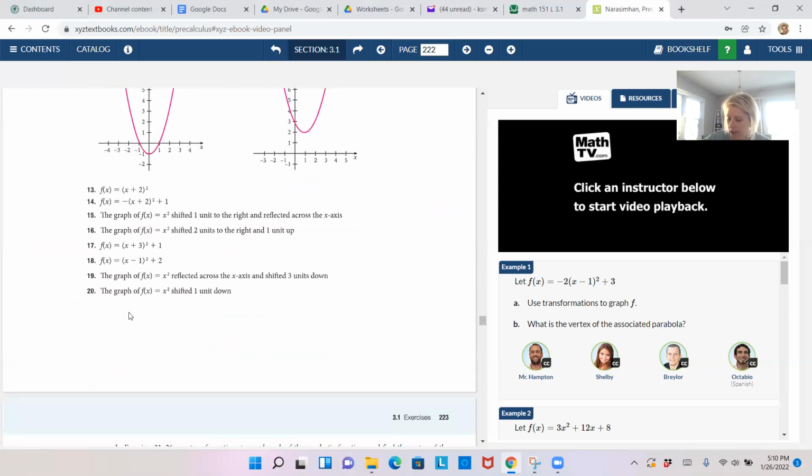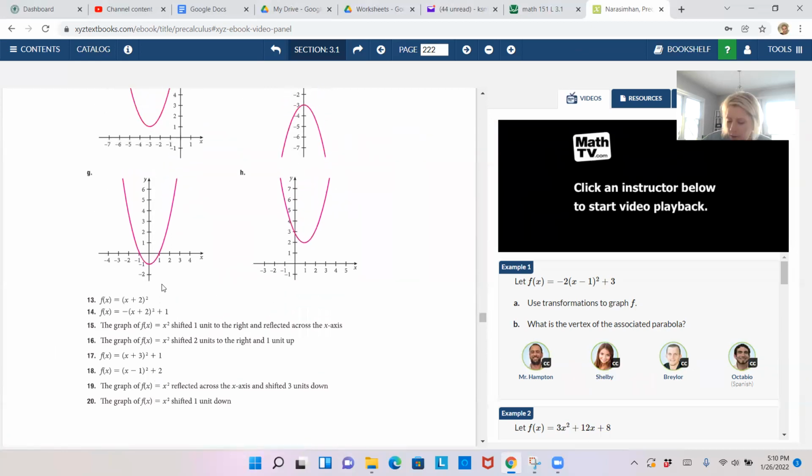It's 13 through 20. I've assigned a few of these for your homework, so I'm going to do a few of them too. So the first one I'm going to do is look at f of x equals x plus 2, the quantity squared. Okay, so before we even start looking at the graphs, you can put this into Desmos, but I'm going to teach you how you can feel confident doing this without Desmos.